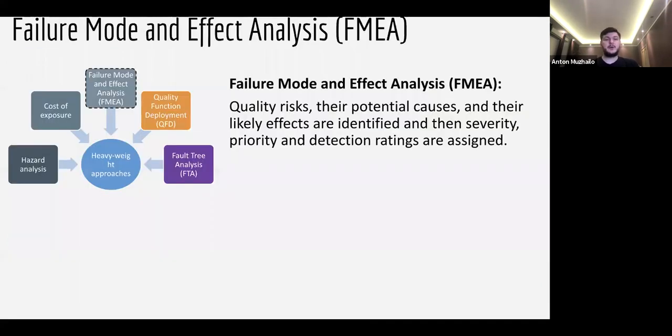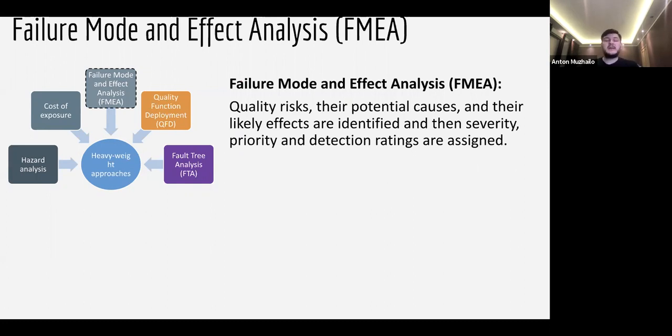Okay, so let's talk about one of the biggest and most complex techniques being used in risk assessment management. It's called failure mode effect analysis, FMEA. So this is all about gathering as much information on risk as possible. The reason is to describe the risk to the lowest details possible.